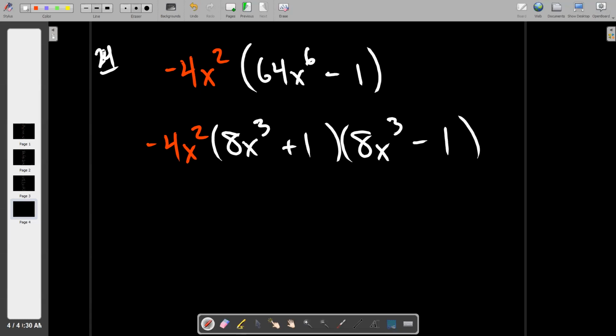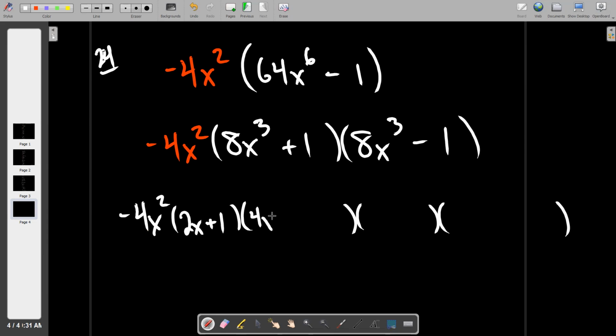So this is another short set, long set, short set, long set. So we have negative 4x squared times short set times long set times short set times long set. You do see that each of those is cubes. And remember, with cubes, we don't care if it's plus or minus. So A and B are 2x and 1. My short set on the first one is going to be 2x plus 1. My long set is going to be 4x squared minus 2x plus 1. And for my other one, same A and B, just the plus and minus jump around a little bit. So it's still 2x, but then minus 1, and then 4x squared plus 2x plus 1.